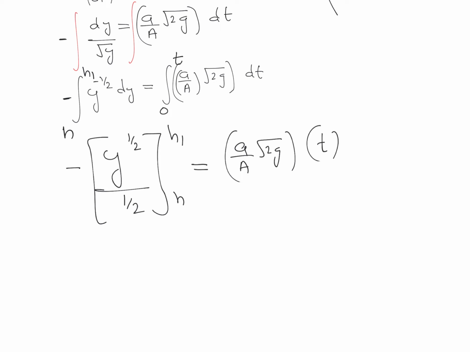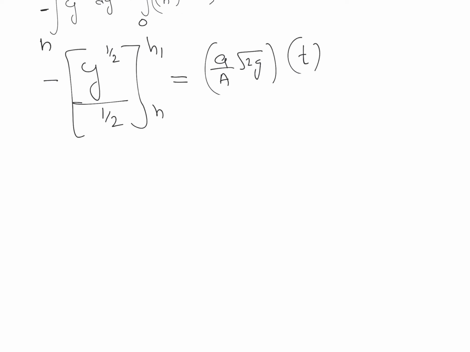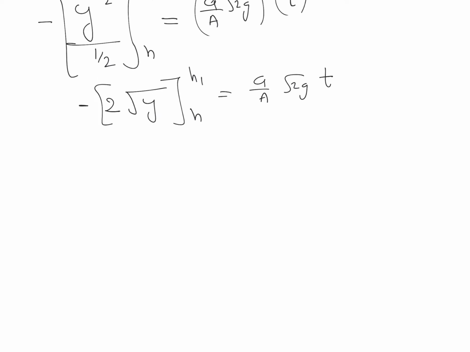Our aim is to find out the value of time taken by this situation to change its level of liquid from h to h1. So we can write this is equal to 2 into root of y, and the limit for y is changing from h to h1, with the minus sign, is equal to a divided by a into root of 2g into t. So we can put the value of limit over here, that is 2 into root of higher limit, we can put it as root of h1, minus root of lower limit, we can put it as root of h, is equal to a divided by a into root of 2g into t.